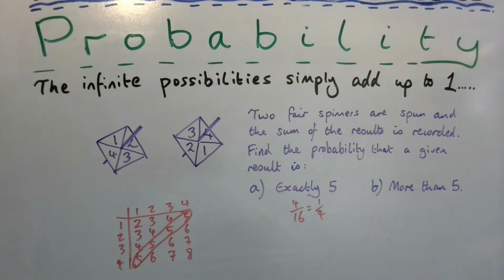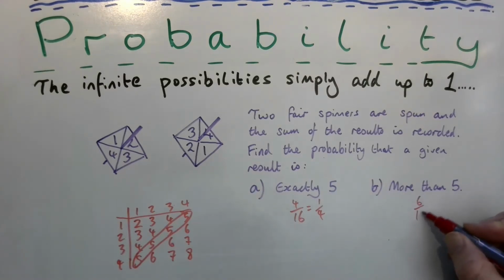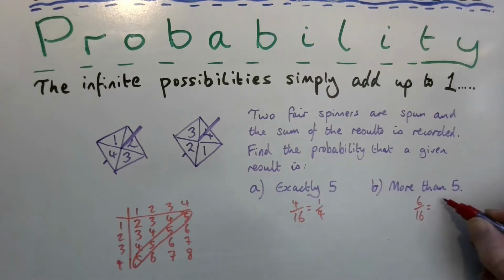More than 5 is these 3 6s, the 2 7s, and the 1 8, which are 6 results. 6 results out of 16, which is the same as 3/8.